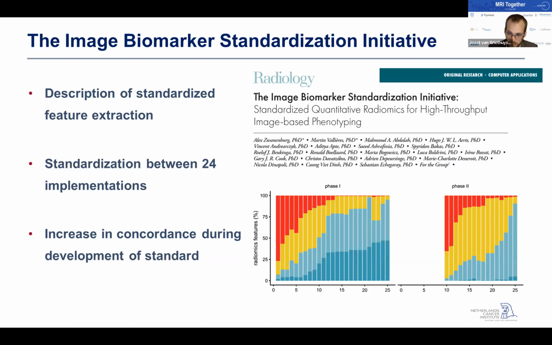If you look here at phase 1, where we're just looking at the feature formulas without any pre-processing, at the start, over 75% of features were discordant between the teams. And at the end, they were all at least partly concordant. And the same goes for phase 2, where we also added a limited form of pre-processing.